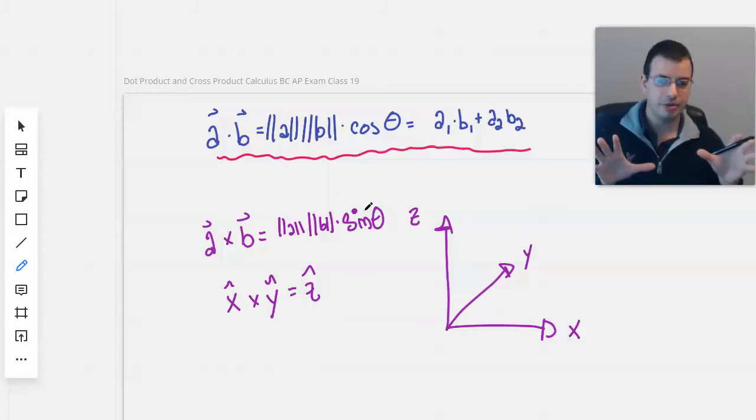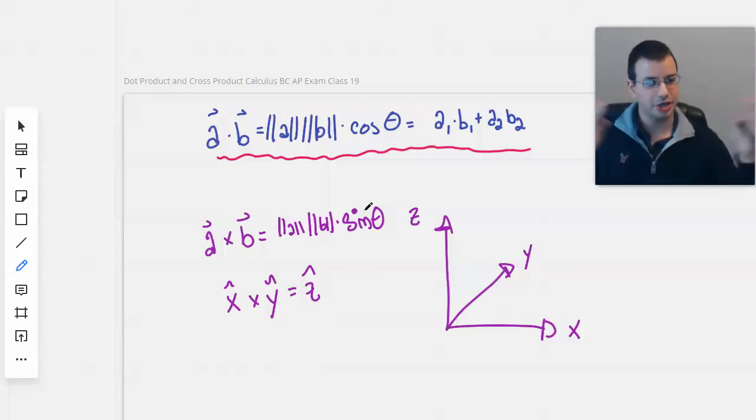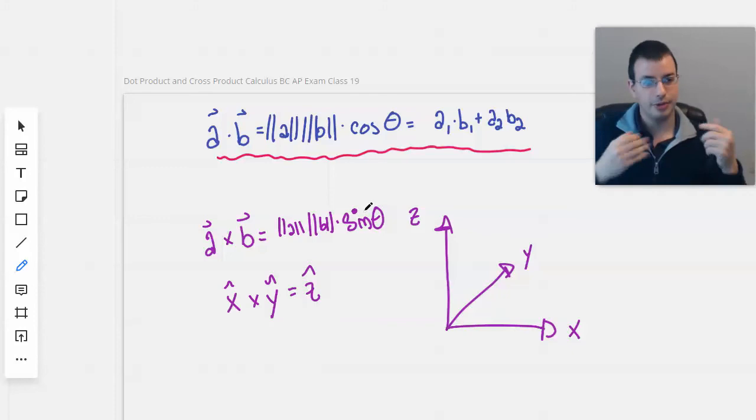The way I remember this is, it would be awfully darn convenient if the cross product used cosine, because they both start with C and they sound kind of similar. Not true, not convenient, it's just a trap. And so the cross product actually uses a sine. So magnitude of A times magnitude of B times sine of theta will give you the magnitude.